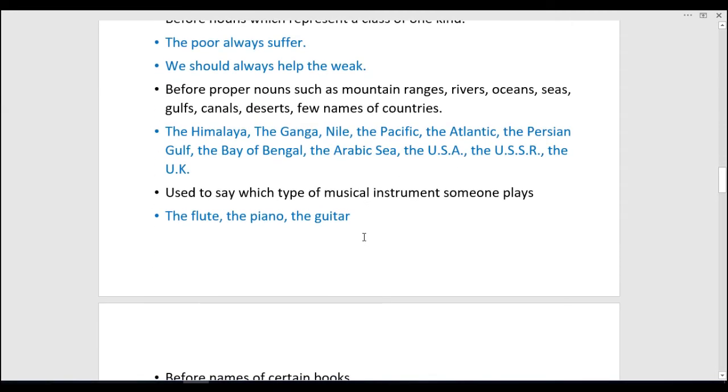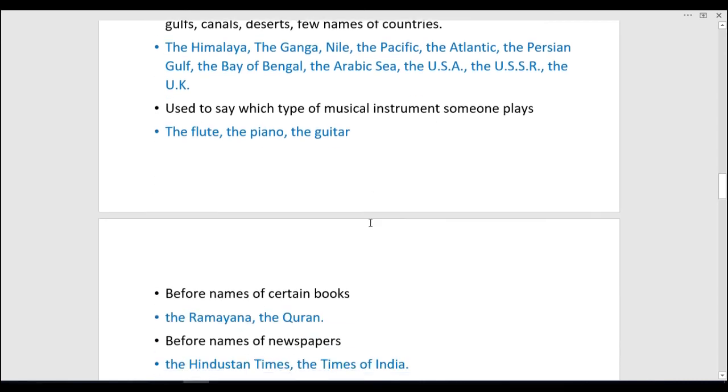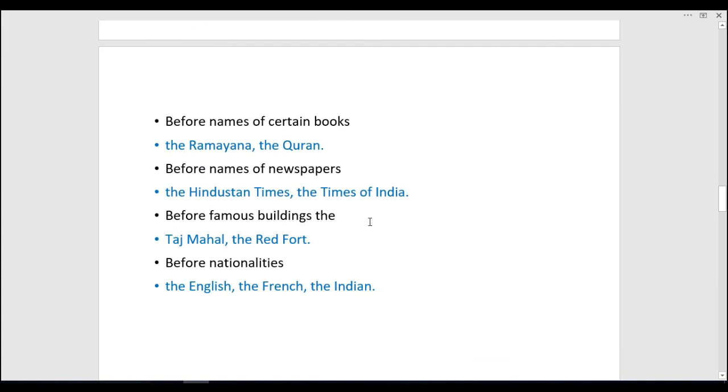Next use is to say which type of musical instrument someone plays. Before the musical instruments, we use the. For example, the flute, the piano, the guitar, and so on. Next use is before the names of certain books. There are a few classical books, we use the there. For example, the Ramayana, the Quran, the Mahabharat, the Bhagavad Gita, and so on.